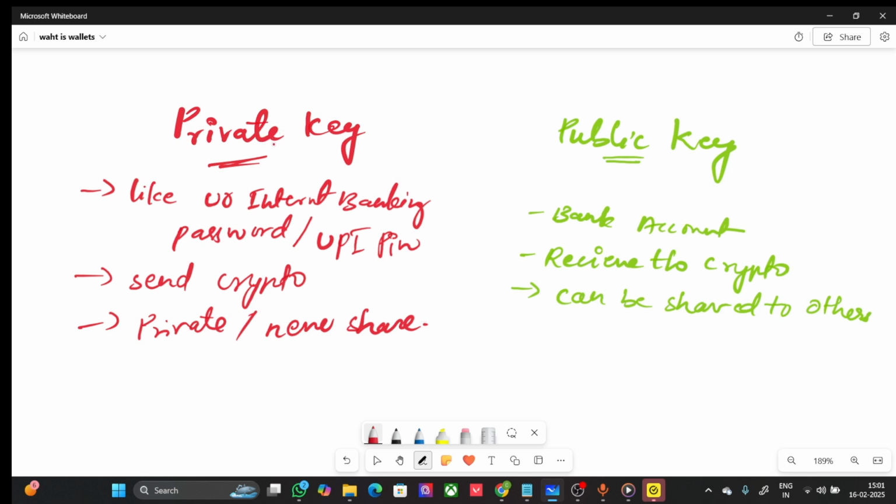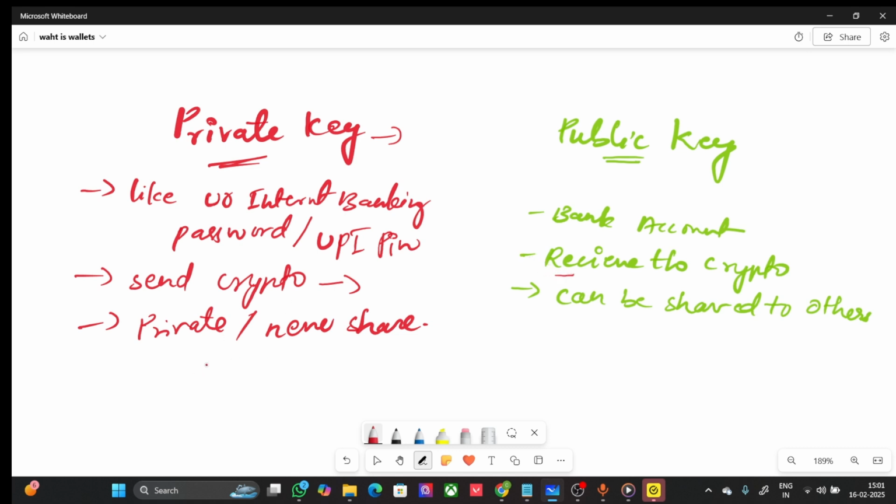You can think of a private key as your internet banking password or your UPI pin. If you lose this password or give it to someone, anyone can make a transaction from your account to another account. That means you can lose your cryptocurrency if you share your password. So this is the private key. And the public key, you can think of it as your bank account number. The private key is used to send the cryptocurrencies, whereas the public key is used to receive the cryptocurrency.